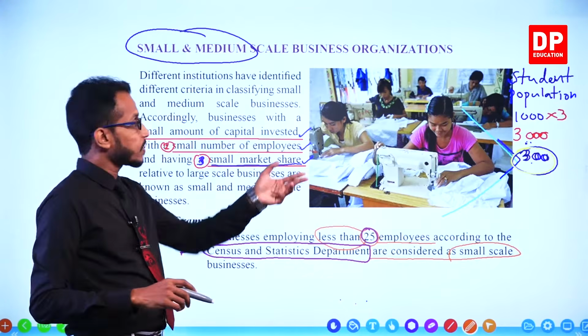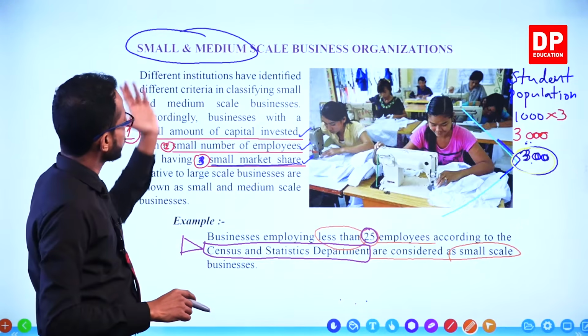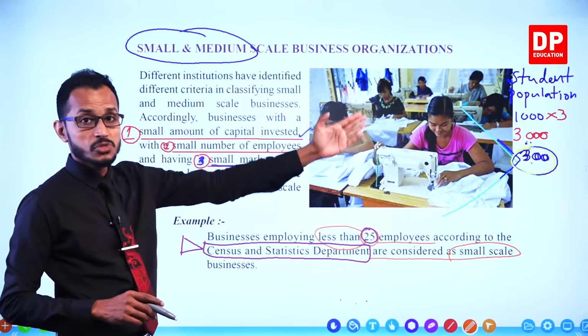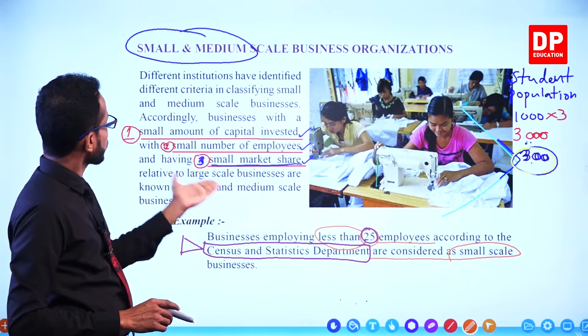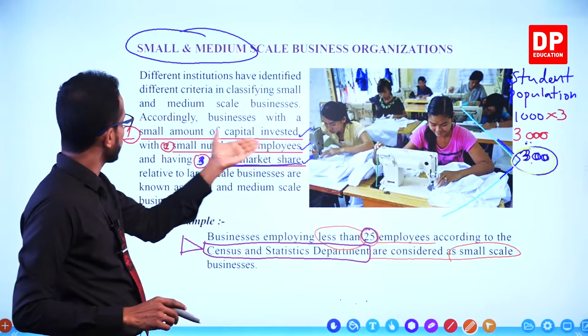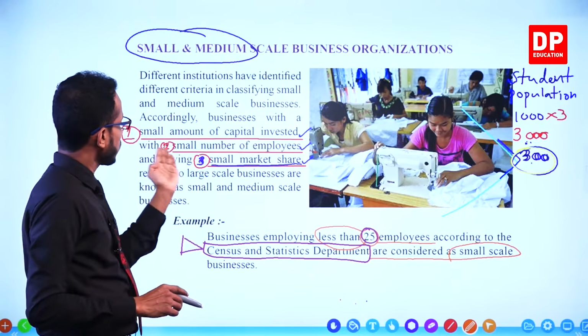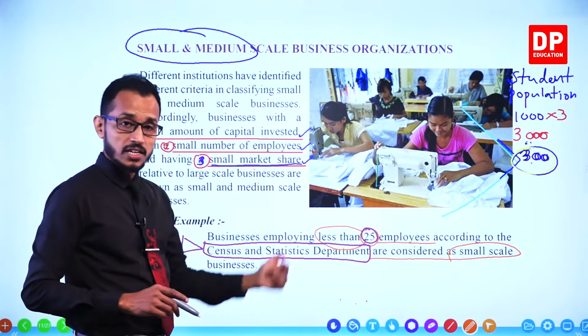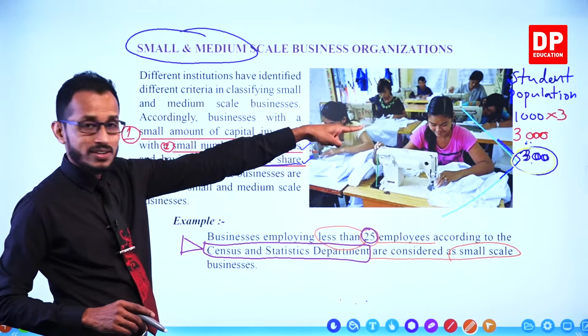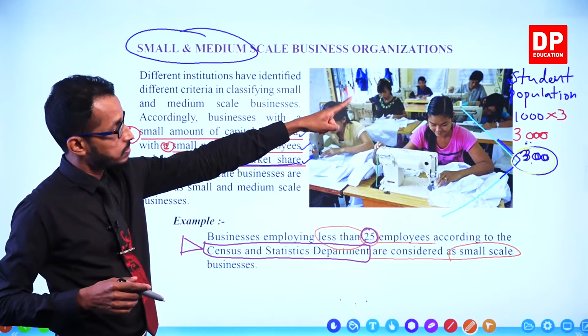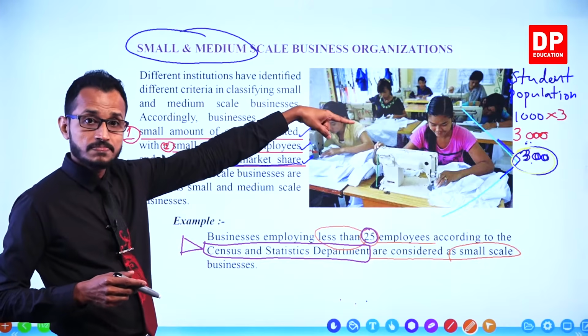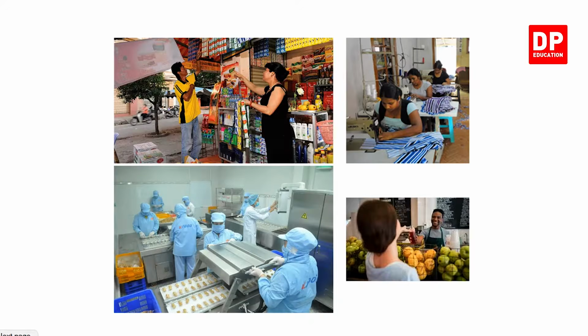That is about small and medium scale businesses. What are the criteria? Amount of capital, number of employees, and market share. I hope you understood my example on market share. Moving on.